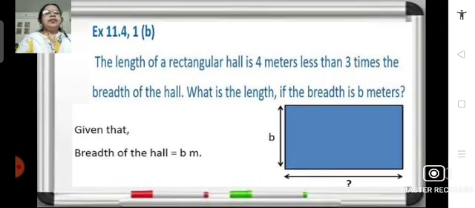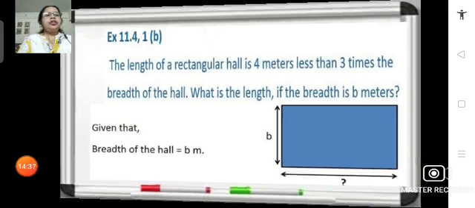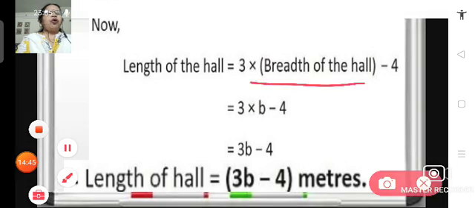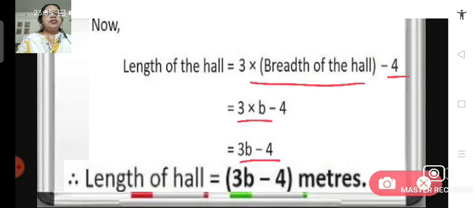Next one, the length of a rectangular hall is 4 meters less than 3 times the breadth of the hall. What is the length if the breadth is b meters? The breadth of the hall is given as b meters, and the length is 4 less than 3 times the breadth. So, it is 3 into breadth minus 4, that means 3b minus 4. So, the length of the hall is 3b minus 4 meters.